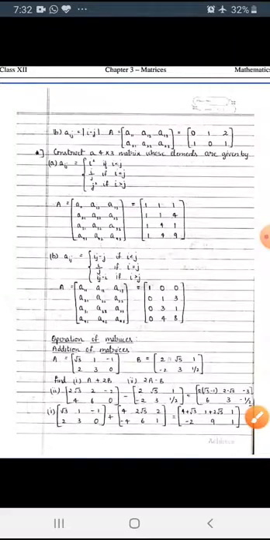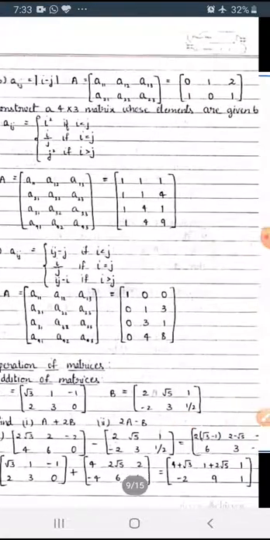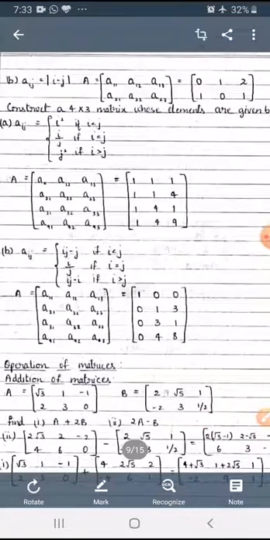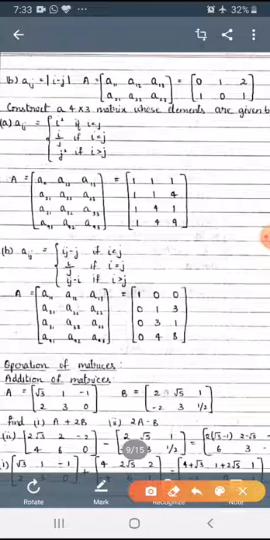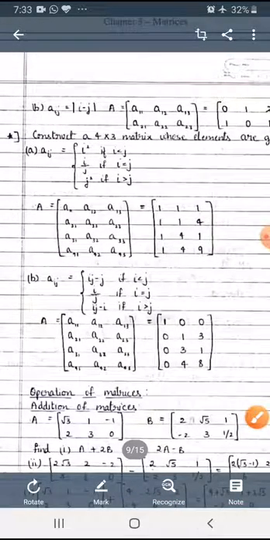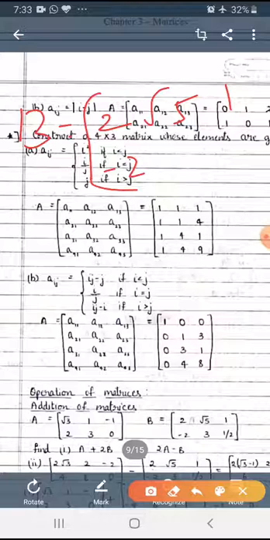Okay, now one more example here. A and B are there. First we have to find A plus 2B. So 2B, here 2 is a scalar. See here, the B elements are already given. What are the B elements? 2 root 5, 1 minus 2, 3, 1 by 2. So B equal to 2 root 5 1 minus 2 3 1 by 2.